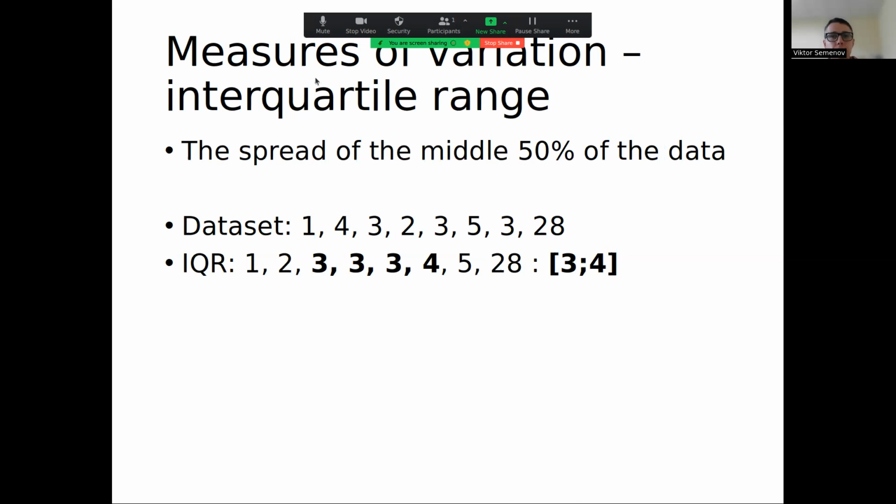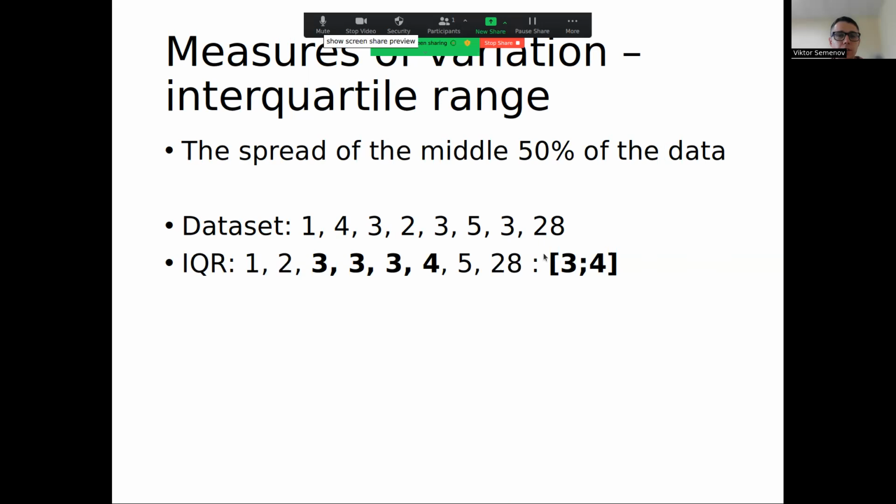Also, often you might see such a parameter as the interquartile range. Basically, the interquartile range is the spread of the middle 50% of the data. So you split the data into 4 equal portions, you use for the operation only the middle 2 quarters, and the spread between these 2 middle quarters will make the interquartile range. Usually it is depicted as 2 numbers in square brackets.